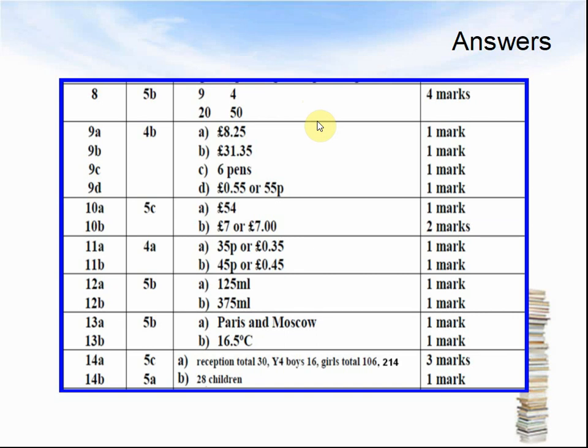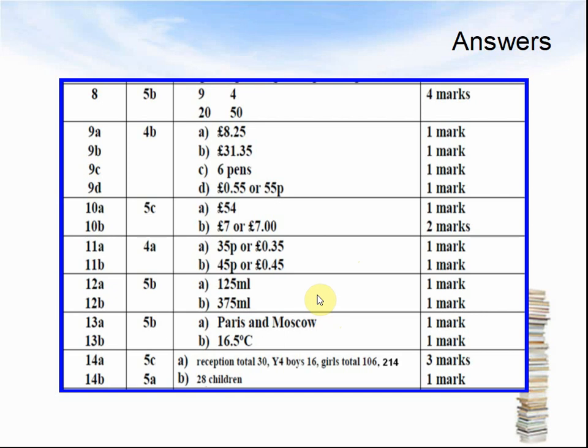9A, £8.25. 9B, 31.35 or £31.35. C, 6 pence. 9D, 0.55 pound or 55 pence. 10A, 54 pound. 10B, 7 pound. 11A, 35 pence or 0.35 pound. 11B, 45 pence or 0.45 pound.